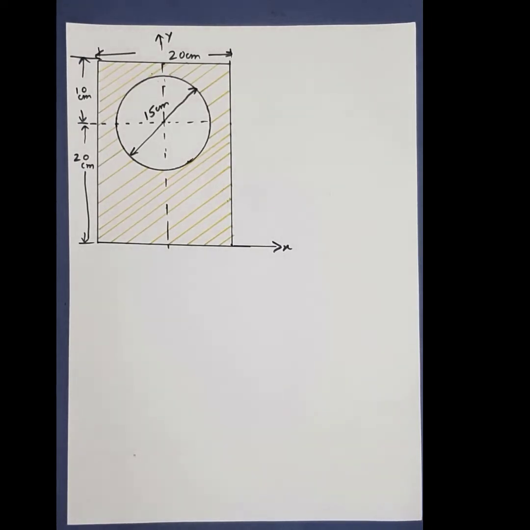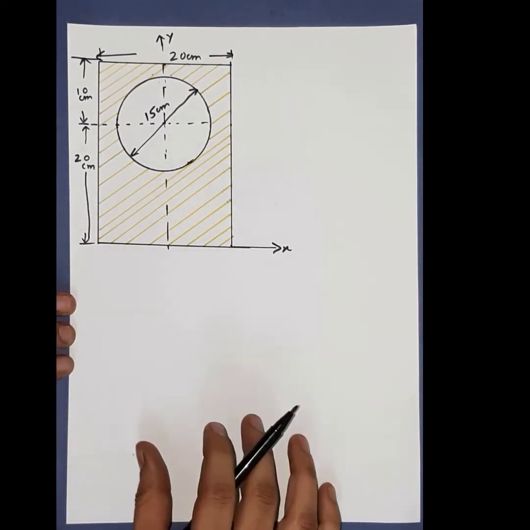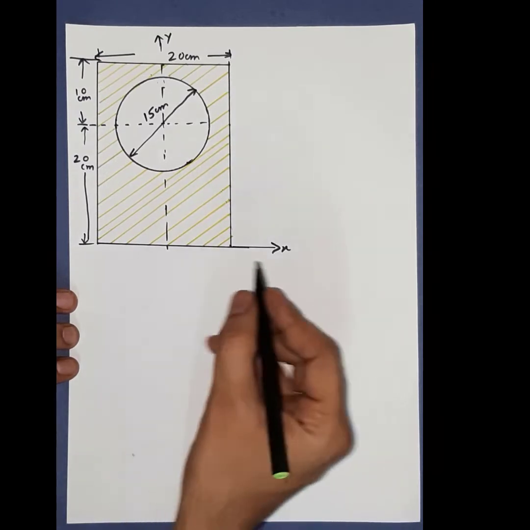We will solve this numerical. In this question we have to determine the moment of inertia of this rectangular plate with the circular hole about the centroidal axis of the composite figure.